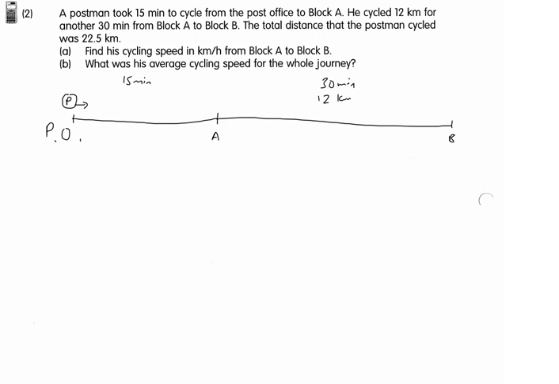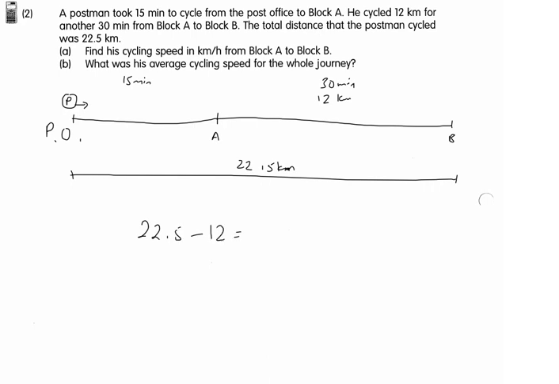Next, the total distance that the postman cycled was 22.5 km. So you know that from here to here, this whole thing is 22.5 km. In other words, we will know what's the distance traveled from post office to block A. Am I right? Correct? To find the distance from post office to block A, all I need to do is use 22.5 minus 12 equals to 10.5. So I know that this is 10.5 km.